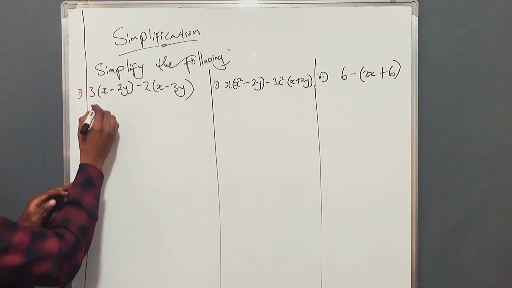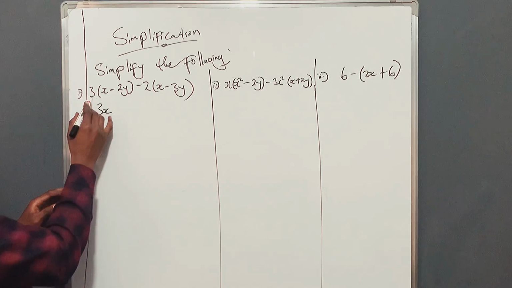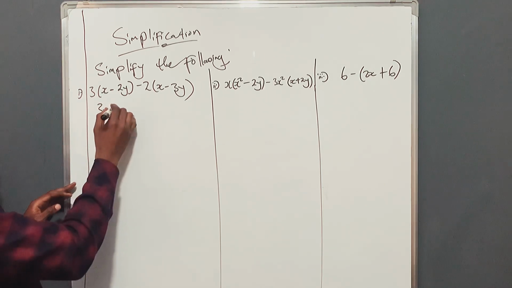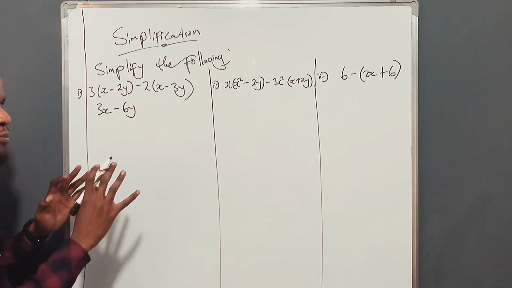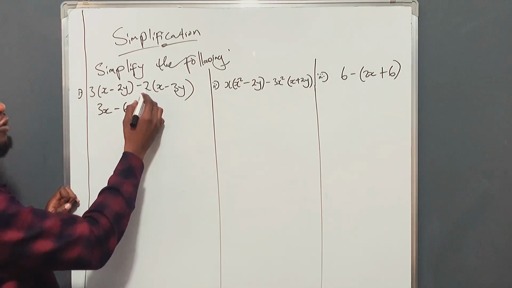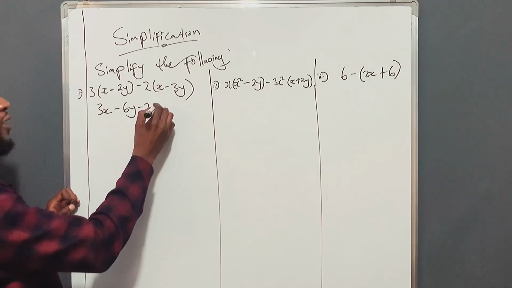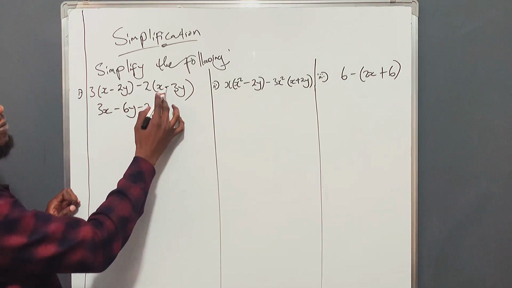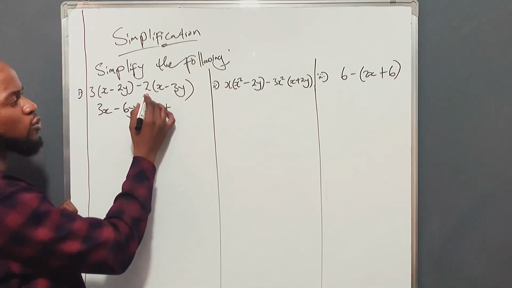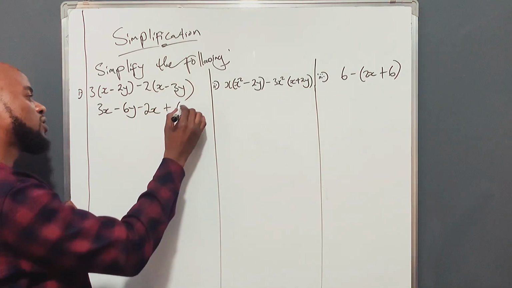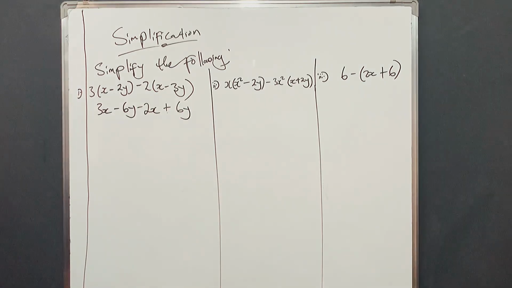So 3 times x, 3x. 3 times negative 2y. What do we have? Negative 6y. So you are breaking the brackets there. Then we have negative 2 times x, negative 2x. Negative times negative, positive. Be careful with the signs. Then you have 2 times 3, which is 6y. It's being made simpler. Now you group the like terms.